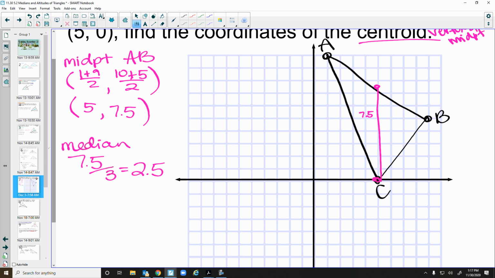But we need what? 2/3 and a third. So 2/3 of the distance would be 5, right? Okay. So that means on here, if I'm using 2/3, I'm going from the vertex, and that means I need to go up 5. 1, 2, 3, 4, 5. Ta-da! There's my centroid. What's that ordered pair? 5, 5.